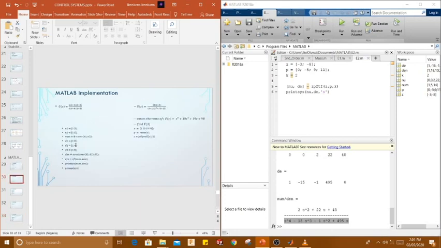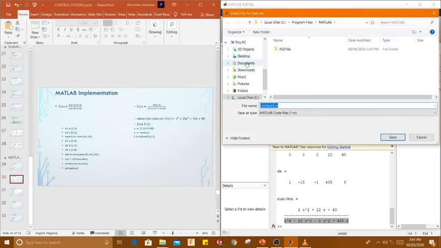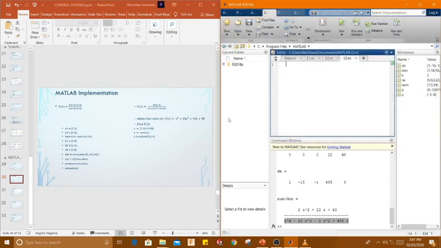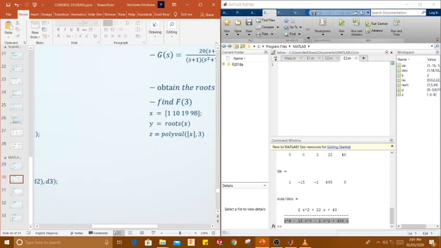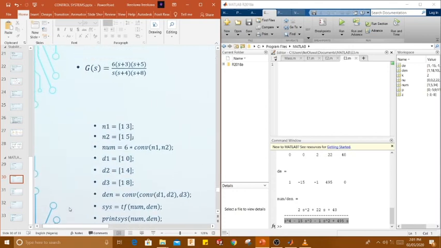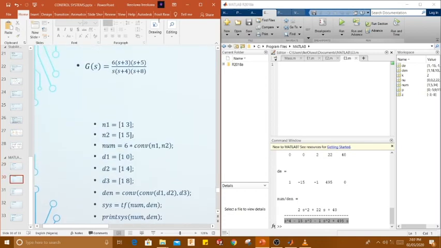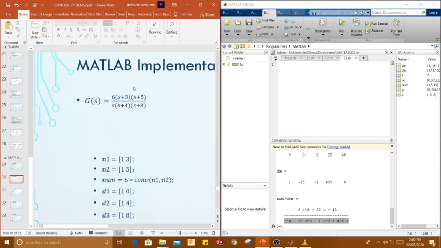Okay, now let's do something that is a little bit more complex, okay? So let's call that E3, example 3. Now, given what you have here, sorry, I'm trying to make that clearer. Now, given this transfer function, okay?